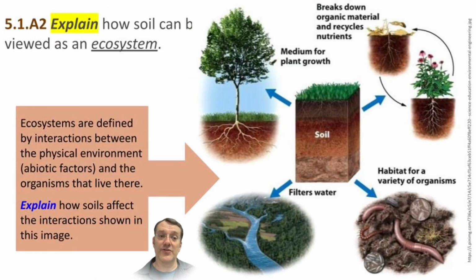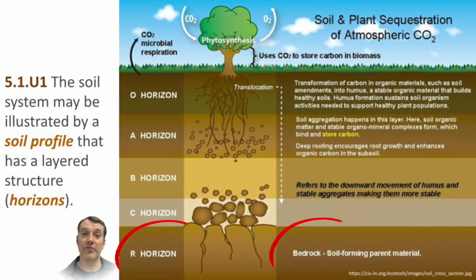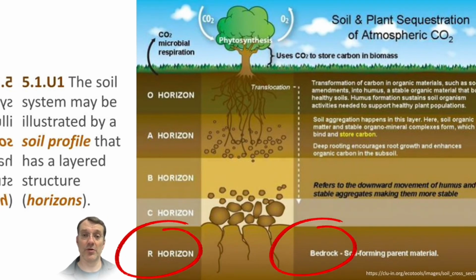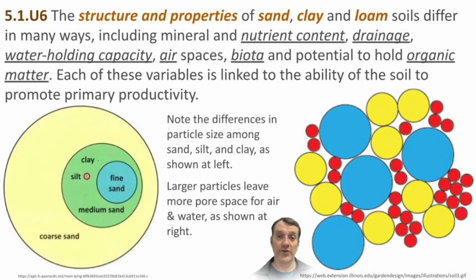If you're challenged to explain how soil can be viewed as an ecosystem, remember that it has both abiotic and biotic components. Abiotic components of soil come from the mineral content that results from the weathering of the parent bedrock down there in the R horizon at the bottom of the soil profile. Other abiotic components in the soils are the air and the water that are found in those pore spaces, or those gaps between the soil particles.